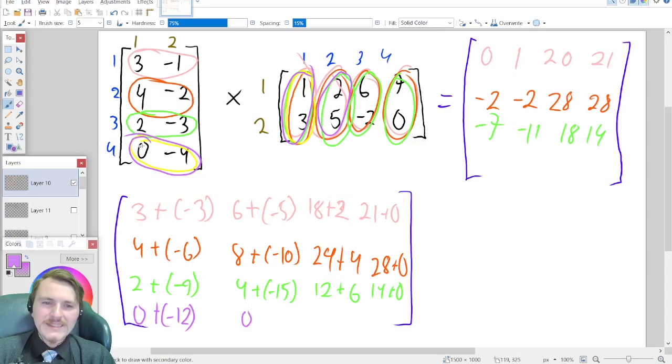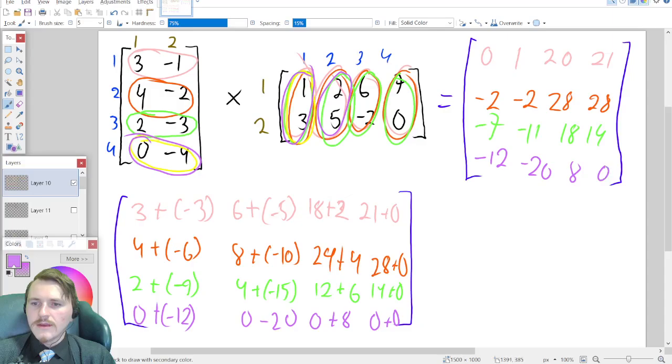0 plus 2 is a 0 times... I mean, we can already see this is going to be 0 every time. So the first number we're going to be adding is always going to be 0. 0 times 2, 0 times 6, it doesn't matter. So I'm just going to look at the last one. That'll speed things up. -20. 0 plus 8. 0 plus 0. Our overall result is negative 12, negative 20, 8, and 0.